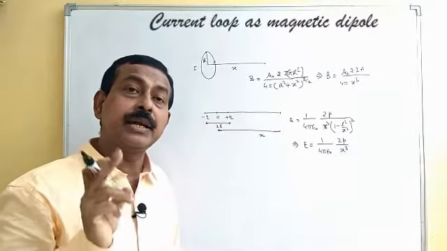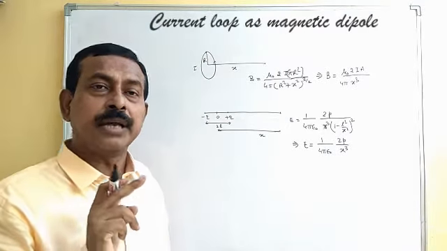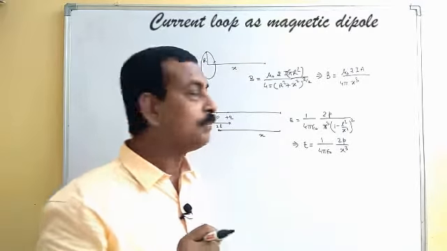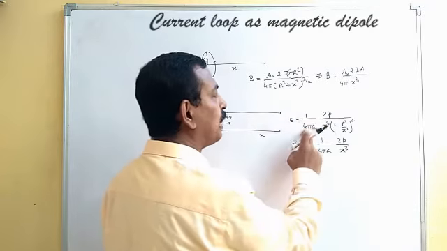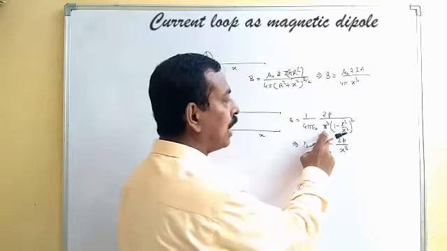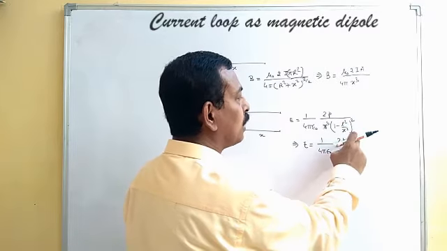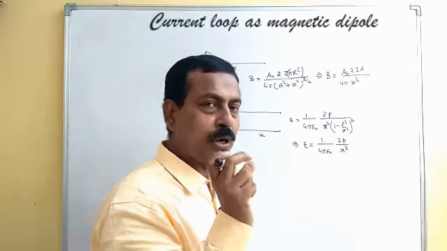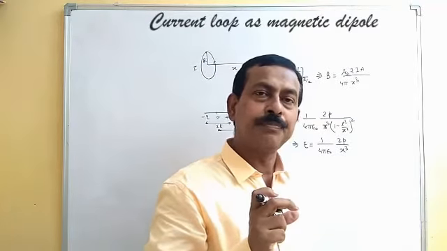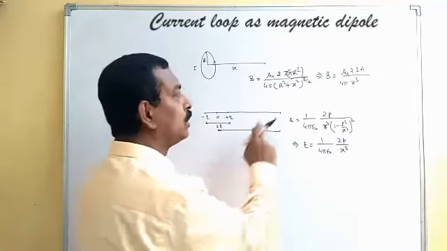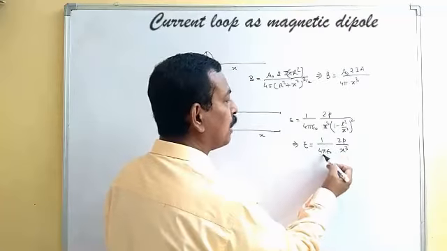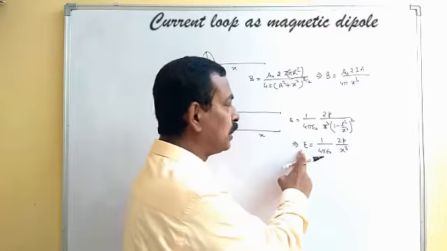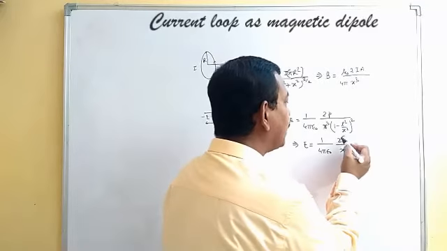Now if you consider electric dipole, the electric field intensity on the axial line of the electric dipole is given as 1 by 4 pi epsilon naught 2p by r cube (1 minus L square by r square) whole square. And again, if you consider a very small electric dipole, in that case its electric field on the axial line will be given as 1 by 4 pi epsilon naught 2p by x cube. This is the electric field intensity. This is the electric dipole moment.